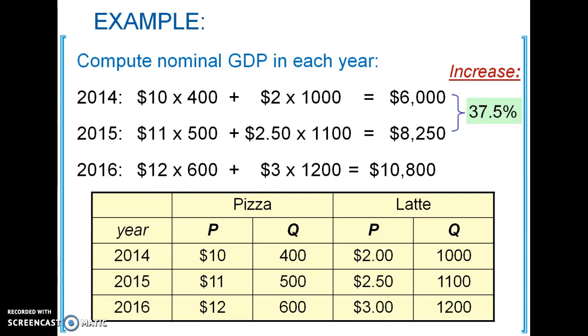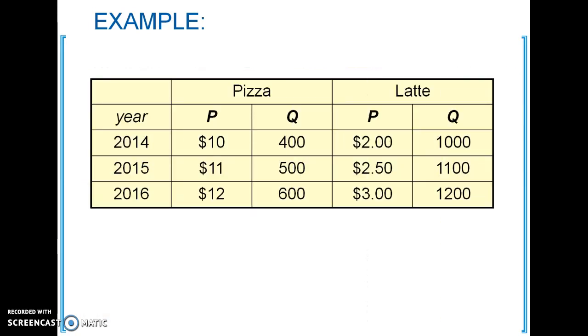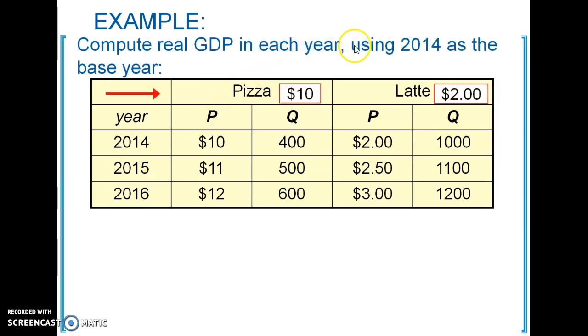So the solution then is to look at real GDP. And real GDP uses a base year and then gets rid of the inflation. So we're setting the base year as 2014. So the pizza forever will be $10 and the latte forever will be $2. By setting the prices fixed to the base year, you've effectively made the inflation rate 0.